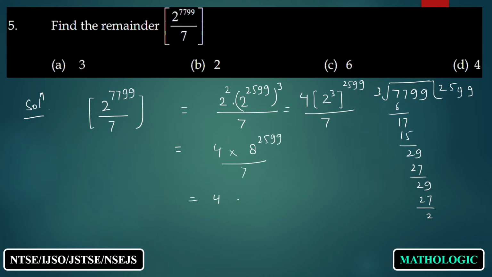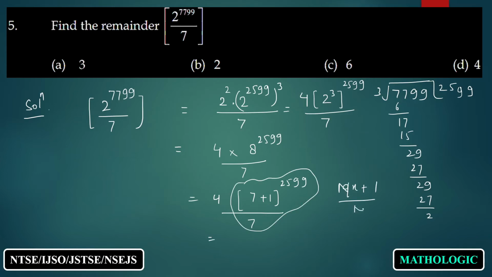Keep 4 aside and we get 7 plus 1 whole to the power 2599 divided by 7. As you can see, 7 is divisible by 7, the remainder is 1 only. So the remainder over here will be only 1 by using that property: nx plus 1 upon n and whole to the power n. We get 1 as a remainder always. So 7 here, 7 over here, plus 1 plus 1.